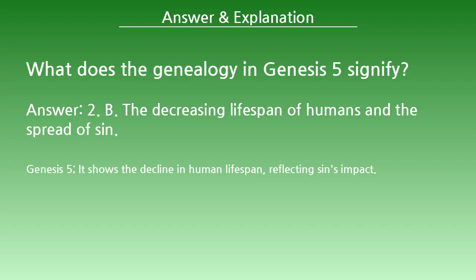The answer is option 2, B. The decreasing lifespan of humans and the spread of sin. Genesis chapter 5. It shows the decline in human lifespan, reflecting sin's impact.